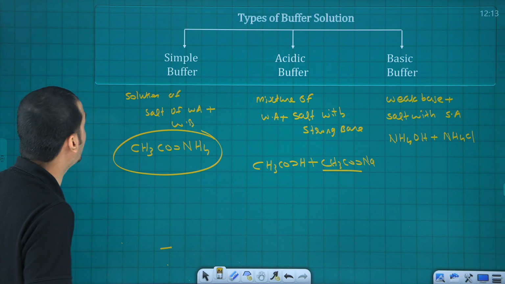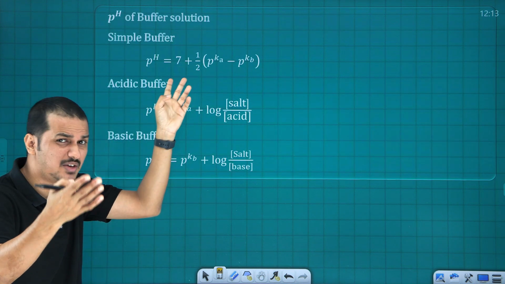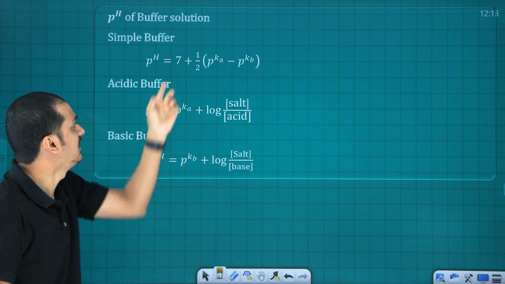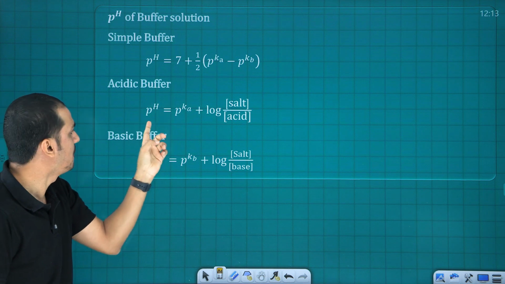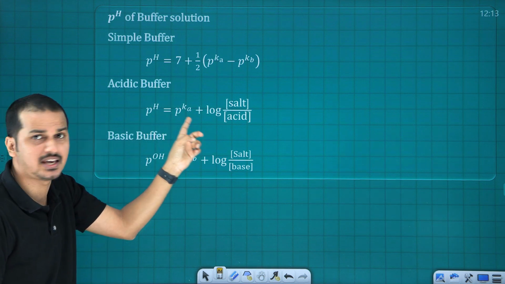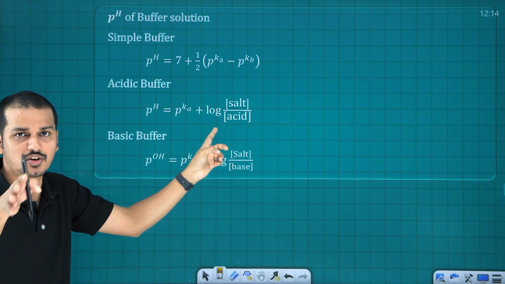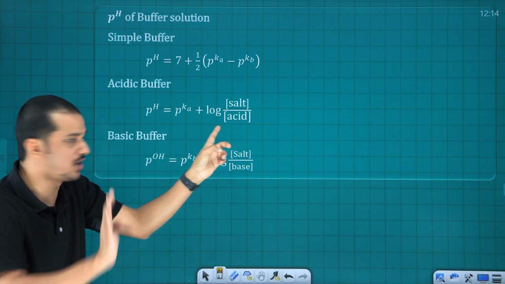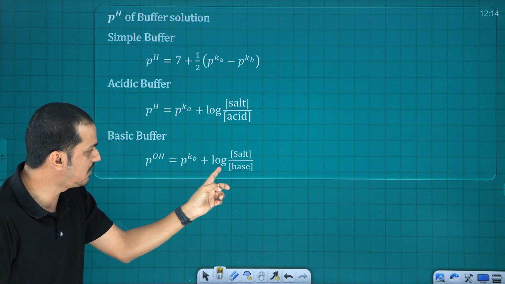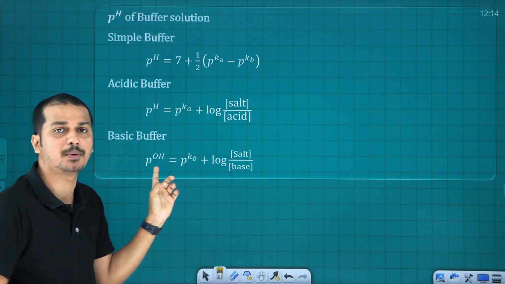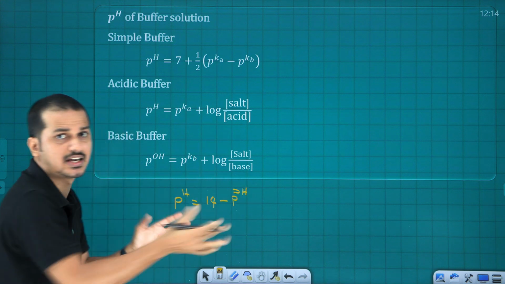To calculate their pH, we are having formulas. For a simple buffer, weak acid plus weak base salt, pH we know is 7 plus half into pKa minus pKb. For the case of acidic buffer, pH we can calculate by using the formula pKa plus log concentration of salt divided by concentration of acid. This equation is called what? Henderson-Hasselbalch equation. Or else for basic buffer, pOH we can calculate by using the formula pKb plus log salt by base. And if you know the pOH, then pH equals 14 minus pOH. Like that we can calculate.